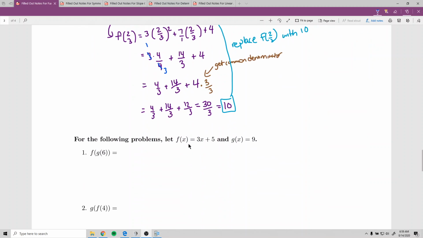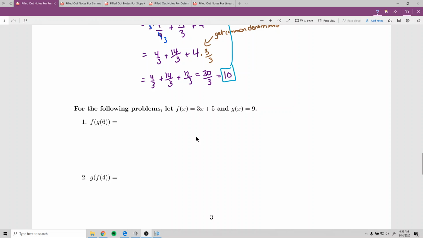All right, now the next one, it looks similar. We have formulas, we want to plug in a number, but this one always can be a little confusing if you've never seen it before or just not comfortable with it. So it says let f of x equals 3x plus 5 and g of x equals 9. And we want to do a couple function compositions. This one's already rewritten for us. Some of them are, some of them aren't.